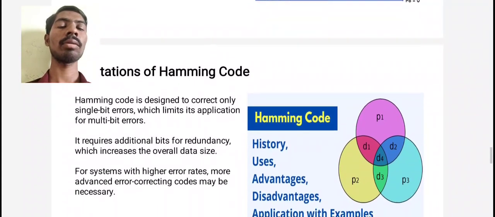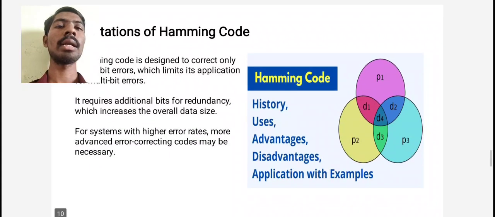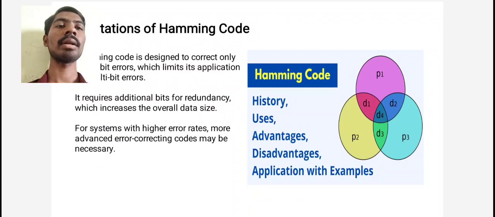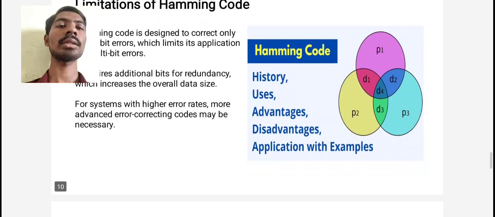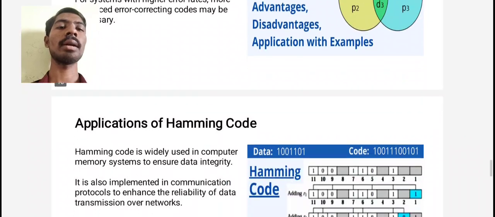Limitations of Hamming code. Hamming code is designed to correct only single bit errors, which limits its application for multi-bit errors. It requires additional bits for redundancy, which increases the overall data size. For systems with higher error rates, more advanced error correcting codes may be necessary.